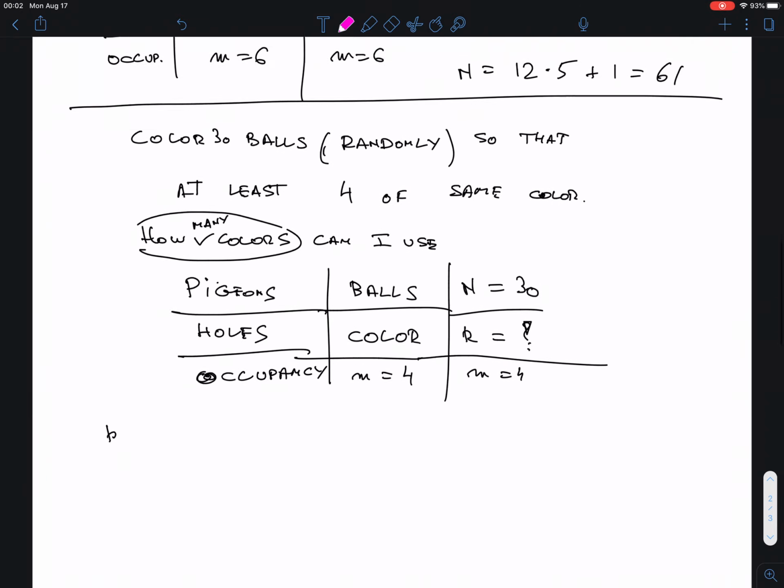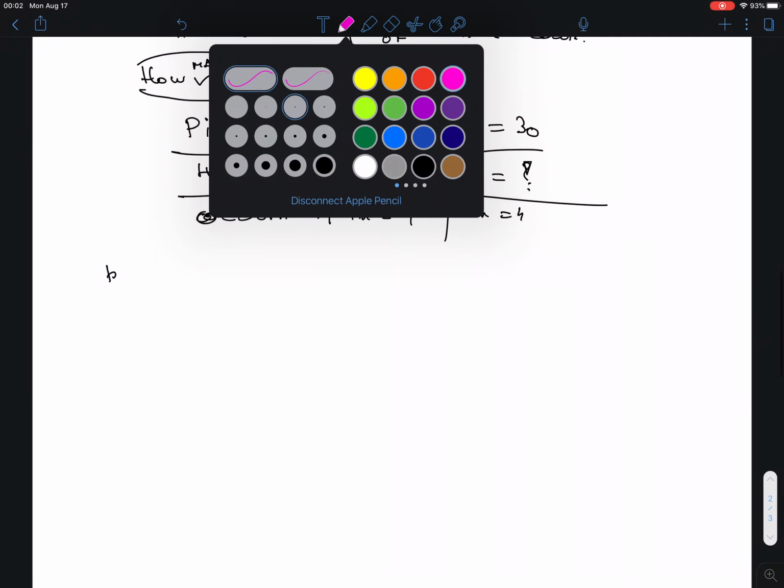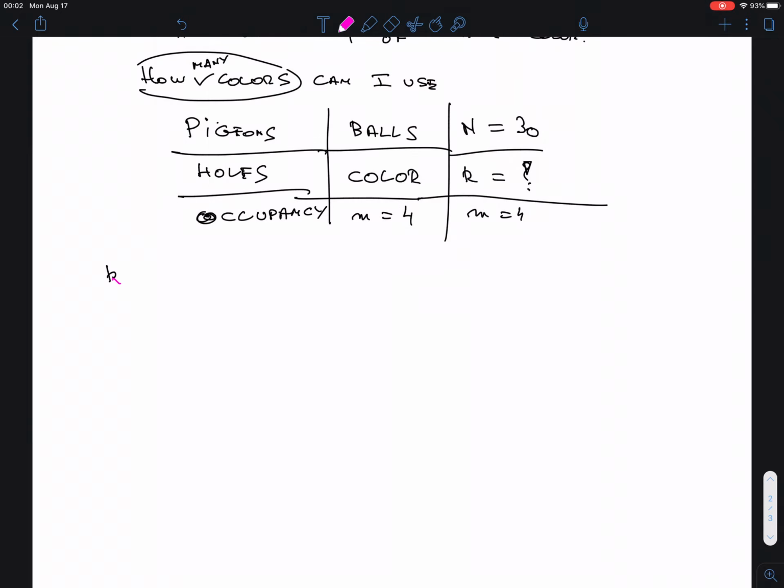So let me write it up here. So we have that k is equal to n minus 1 divided by m minus 1. Now, there's a problem, of course. In general, this number will not be a whole number, right?